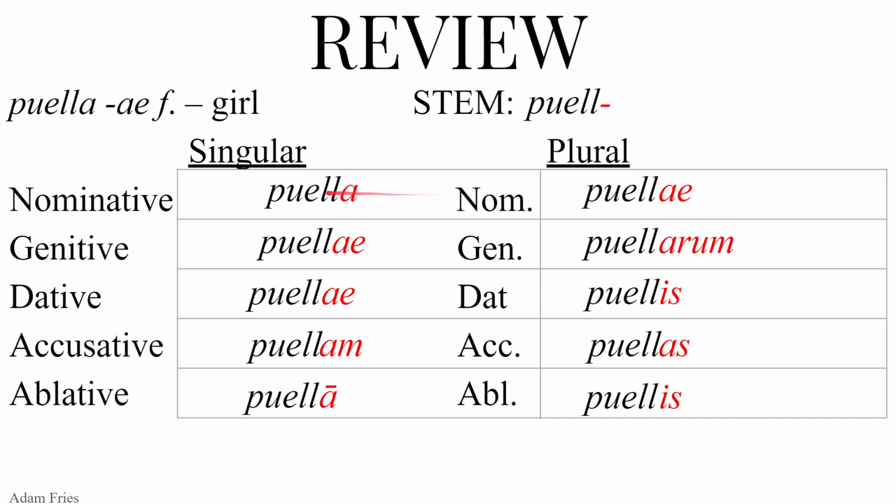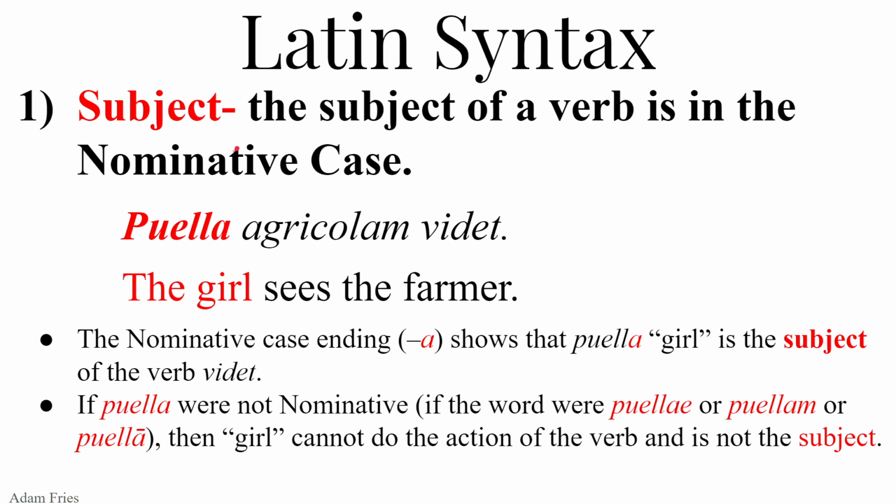So we're focusing a lot on the nominative case, which is the case of the subject. Puella will be a singular girl, so the girl does the verb. And then puellae, nominative plural, the girls, with the S on the end, the girls do the verb. So the subject, whatever does the action of the verb, is in the nominative case. Puella agricolam videt. So the girl sees the farmer. I know the girl is the subject. I know the girl is doing the action of the verb videt because puella has the nominative singular ending.